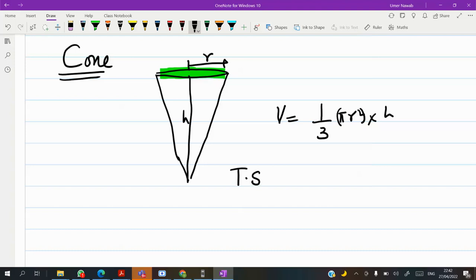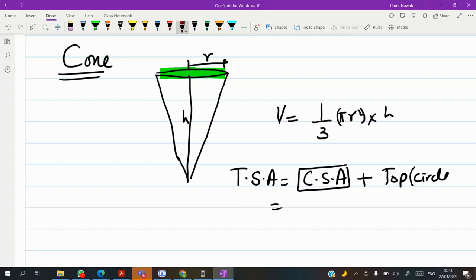Now I will write total surface area. Why total surface area? Because a cone has two parts: the curved surface area, the curvy part, and the top, which is a circle. So the curved surface area, yes, boys, this might be a new thing for you because this is a slanted length. This is not the height, it is L. And that will be given to you: pi r L. Pi r L is the curved surface area, and L is the slanted height, not the vertical height. And the top circle is the area of a circle, which is pi r squared.